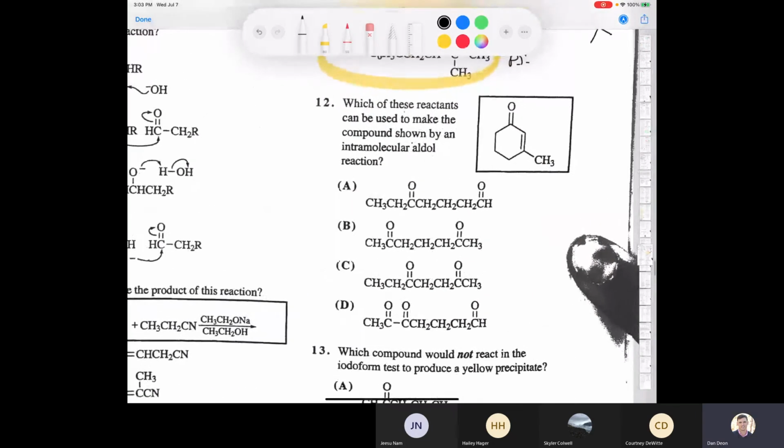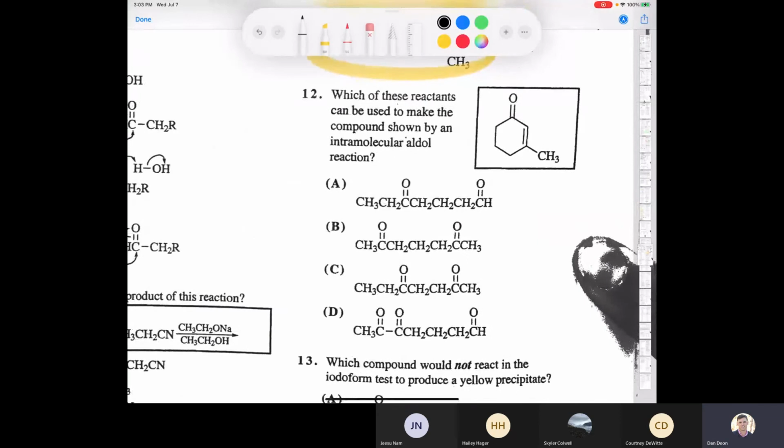Question number 12 says, which of these reactants can be used to make this compound by an intramolecular aldol reaction? Now, this is an aldol condensation, isn't it? Right, because we have a double bond between our alpha and beta carbon of our carbonyl. So this is an aldol condensation. But either way, all we have to do is look at these compounds and determine which one of these could you use to make this compound?